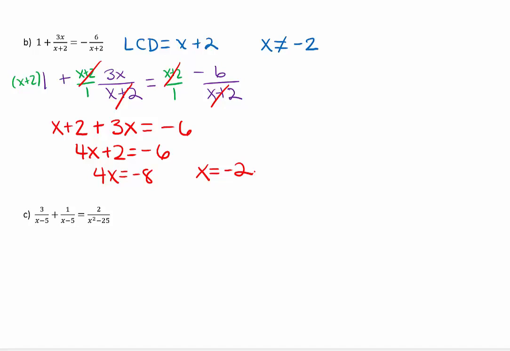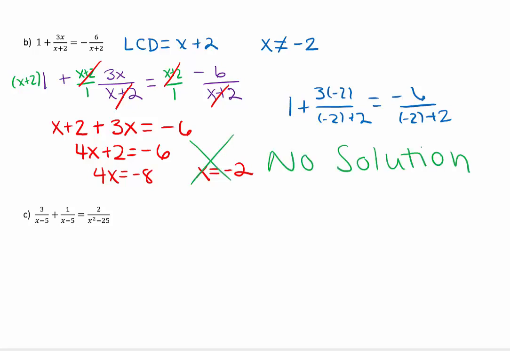However, earlier we discovered that negative 2 actually doesn't work. If I were to take negative 2 and plug it into that equation, I can see that negative 2 plus 2 is 0, I get zeros in the denominator, and division by 0 is undefined. Therefore, x equals negative 2 cannot be a solution, and that means this particular equation has no solution.